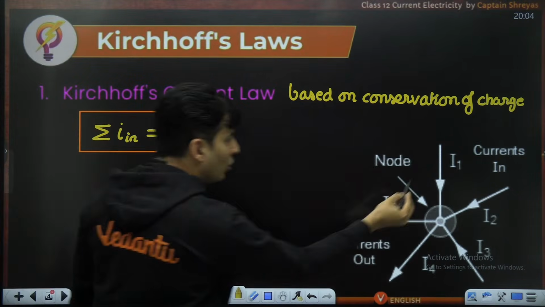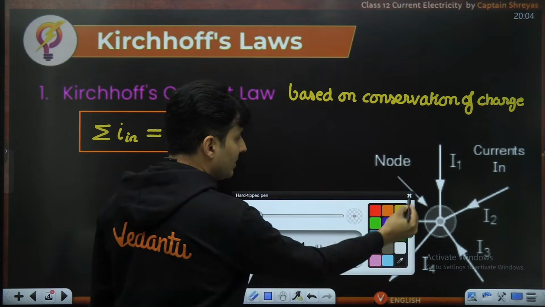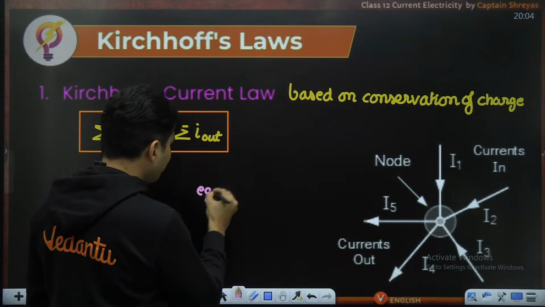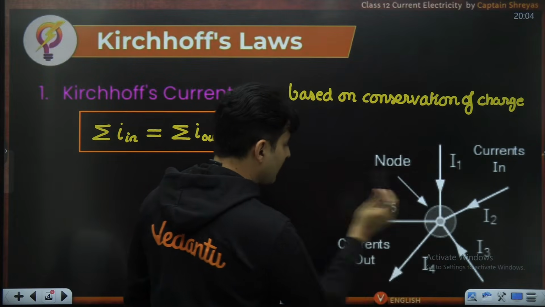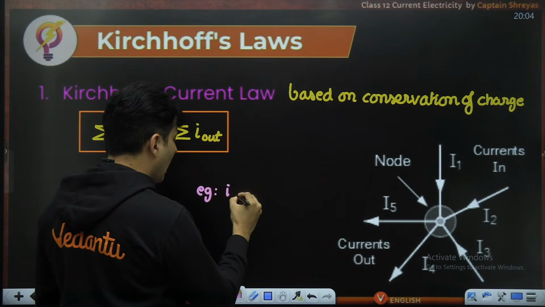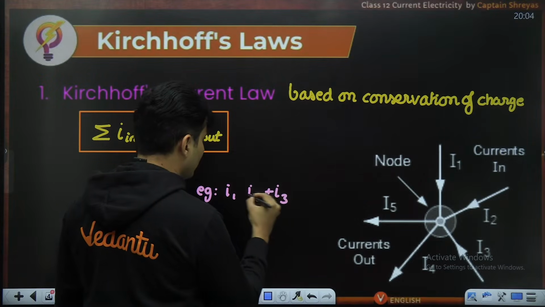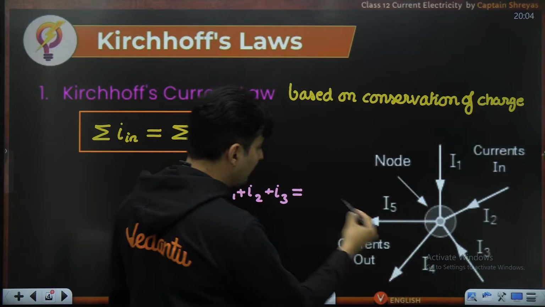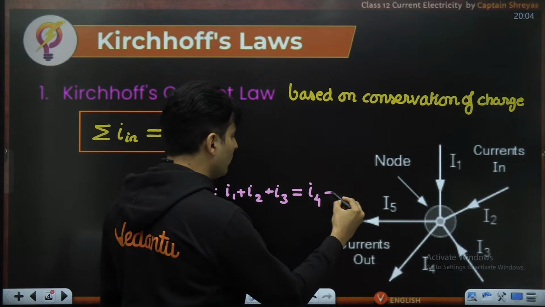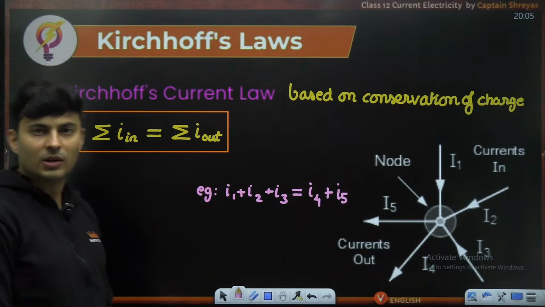Now, if you go with this particular diagram over here, as you can see in this particular example, current 1, current 2, current 3 is coming in. So I1, I2 and I3 is going in. So if I add them up, should be equal to I4 and I5 going out, that is I4 plus I5. That's how it works.